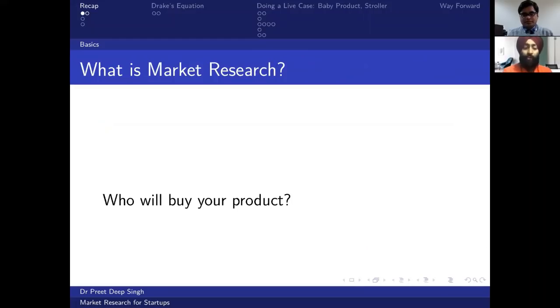So I hope you remember the basics. What is market research? Who is going to buy your product? Who can, who could, who you will reach, who you can attract. All that comes under market research. It simply answers the question, who will buy your product?